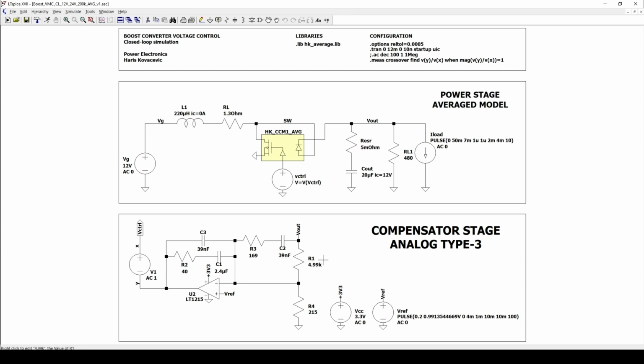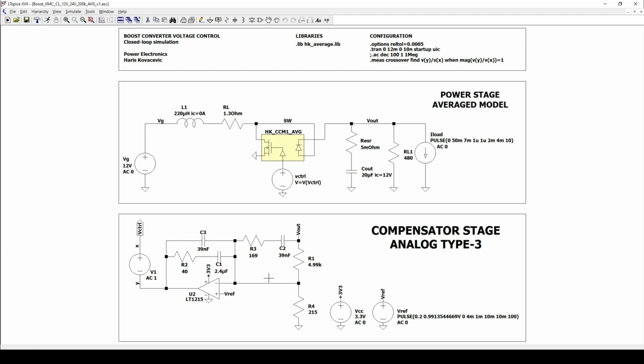Now let's look at the control structure. We have a standard voltage feedback network. R1 and R4 form the output voltage divider, but R1 also plays a role inside the compensator, forming the integrator together with the capacitor C1. The lower resistor R4 only defines the scaling and is not part of the compensator dynamics.